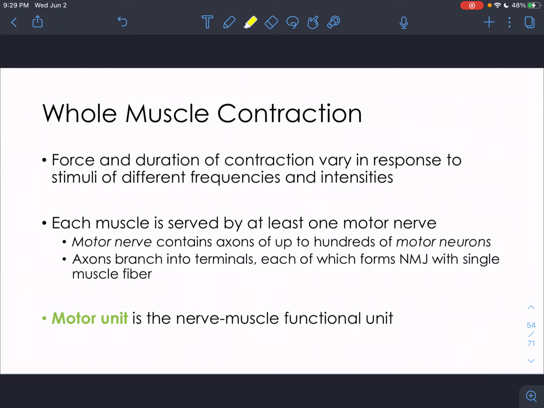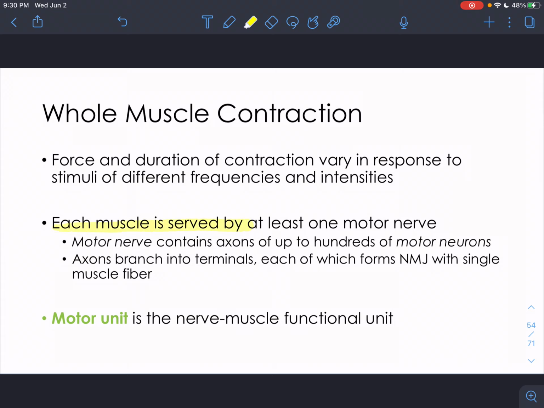The force and duration of contraction will vary in response to stimuli of different frequencies and intensities. Okay, so it depends on what the stimuli is. Depending on what the stimuli is, we'll have different types, forces, and durations of muscle contractions.